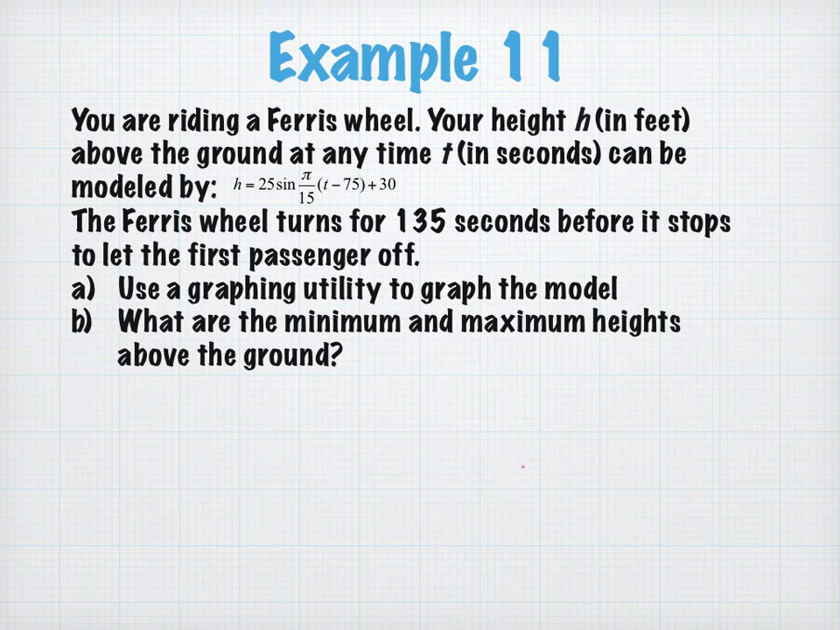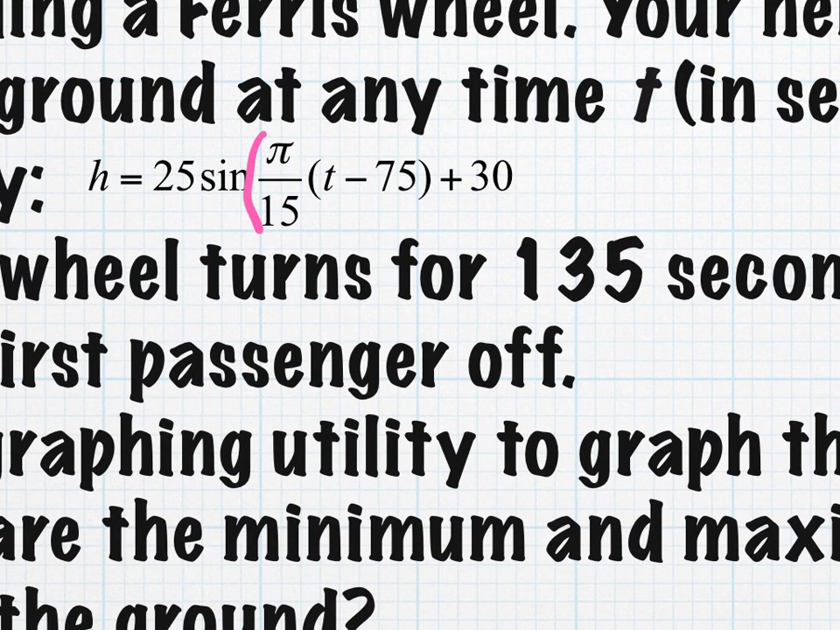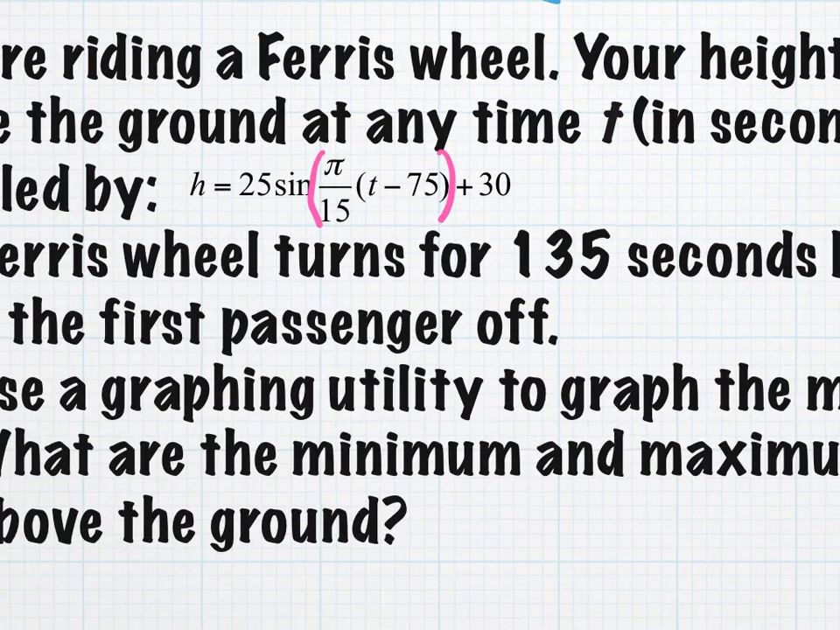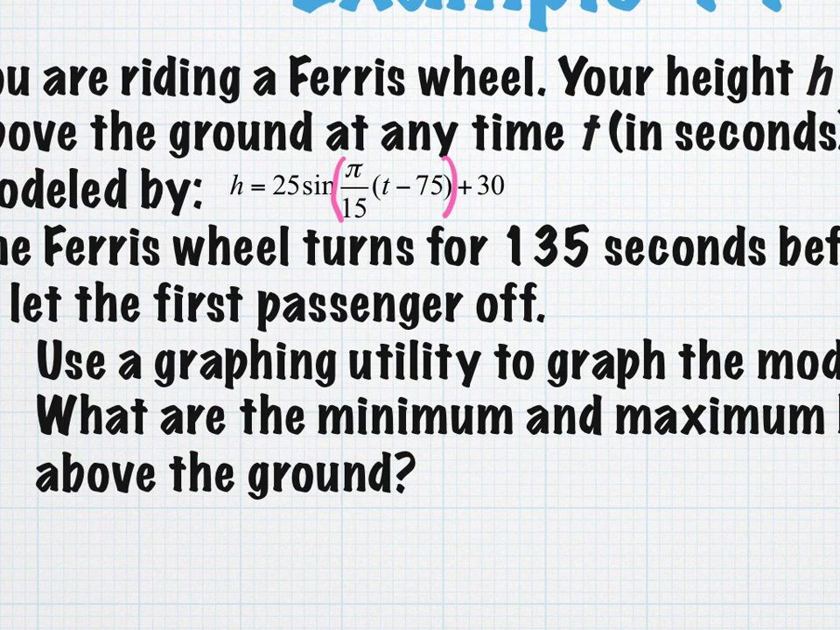So on our graphing utility, we have to group together this. You need to find the sine of all that, which means two sets of parentheses. So 25 sine, open parentheses. There's another open parentheses for your fraction, pi divided by 15. Close that one. Open the parentheses again for the x minus 75. Close the parentheses and then close the parentheses after that.